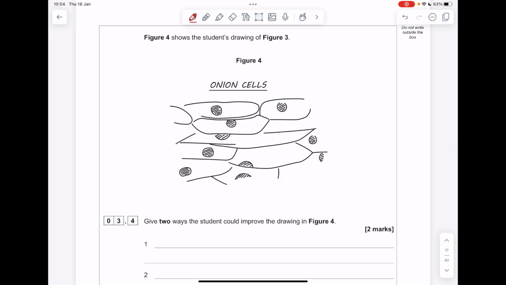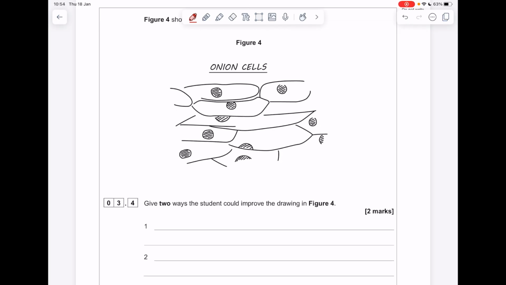Figure 4 shows the student's drawing of figure 3. Give 2 ways the student could improve the drawing shown in figure 4. Lots of options. You shouldn't really be shading in a biological diagram. Maybe draw all of the cells present. You could label it, so label the nuclei. You could include a magnification or scale.